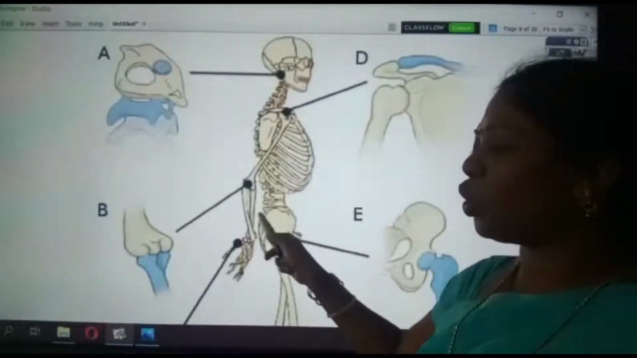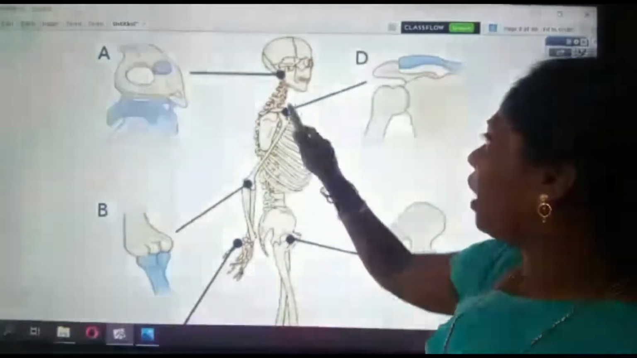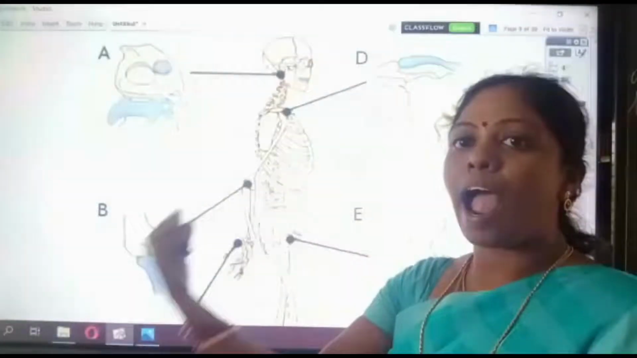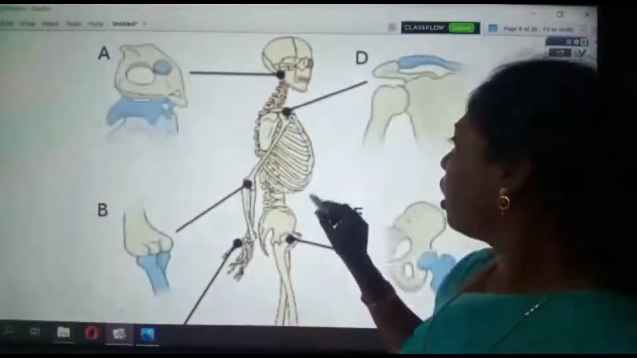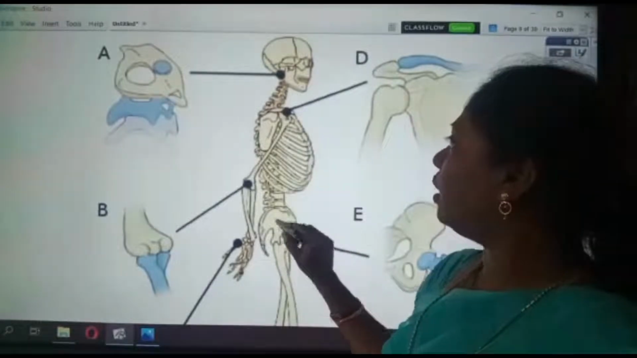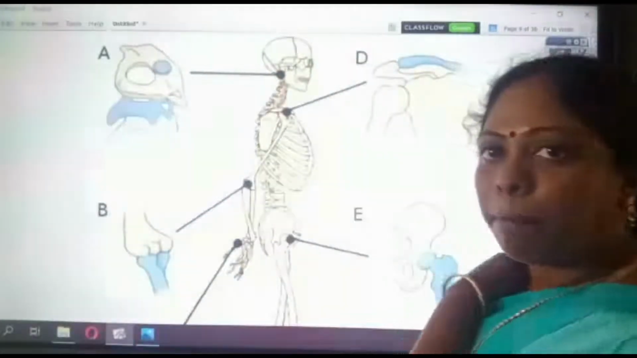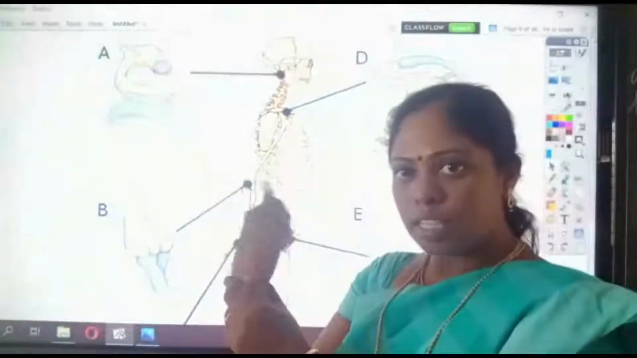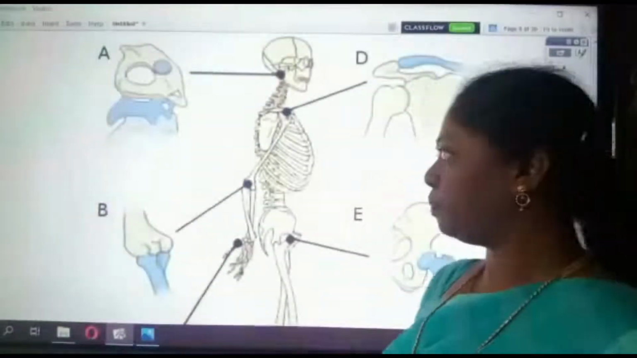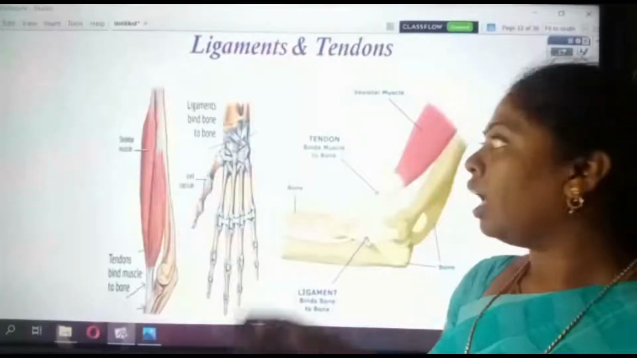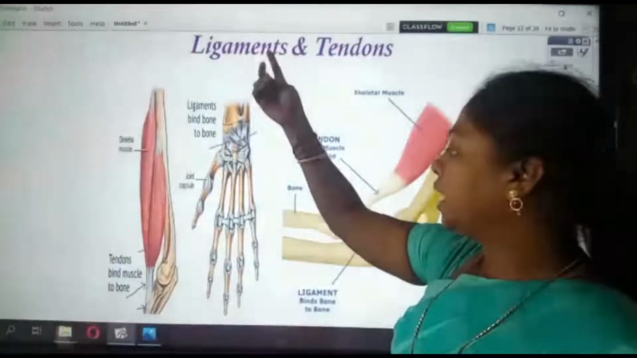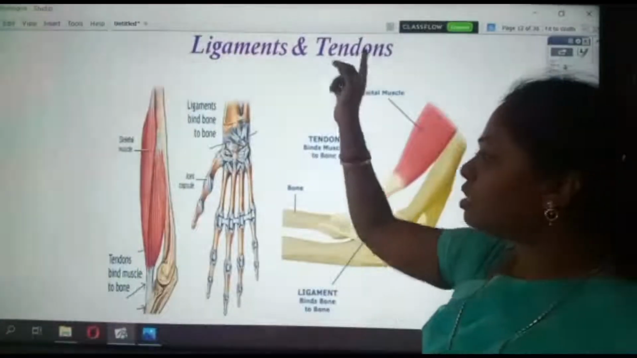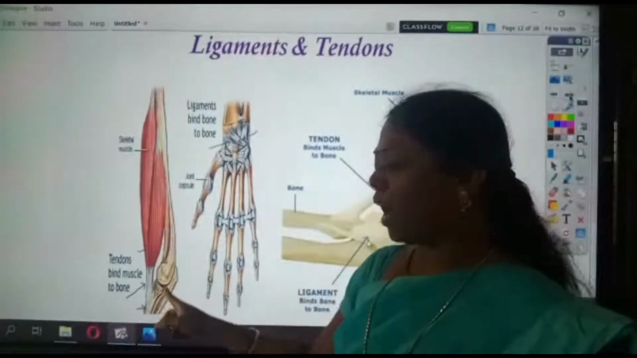There are different joints in our body. We have the pivot joint, the hinge joint in our knees and elbows, the ball and socket joint in our upper arm, and the gliding joint in our wrist and ankles. A ligament connects two bones and tendons connect the muscle and the bones.